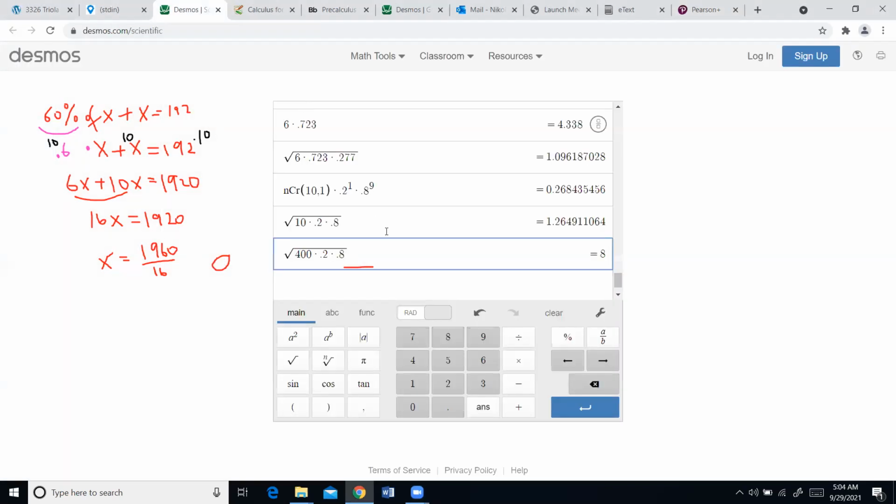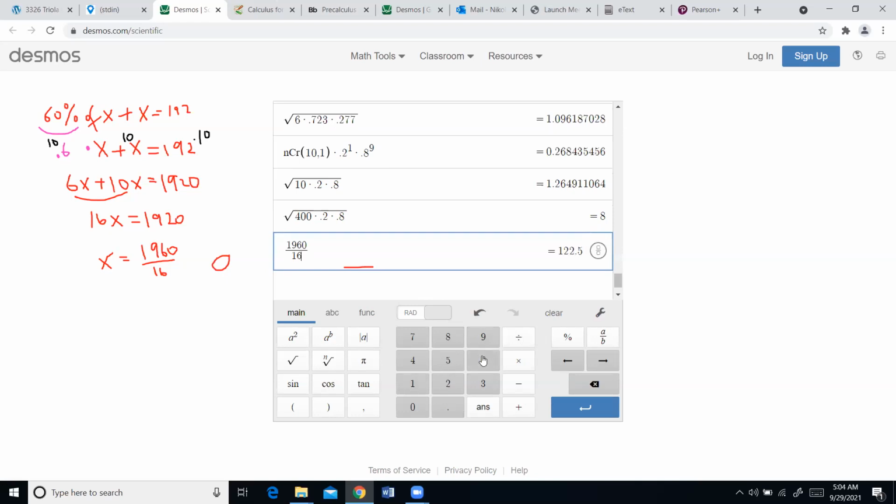So when I divide 1920 by 16, I will get some decimal. And that's not surprising. We started the exercise with decimals, so why not? We can get decimals. It's 122.5, and that'd be our answer.